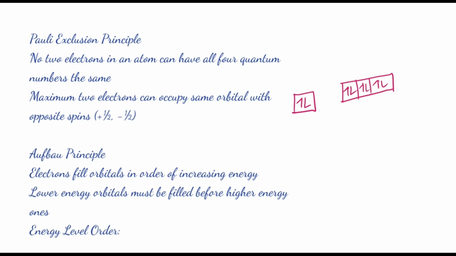So it can accommodate only 2 electrons in an orbital, but those 2 should have opposite spin. That is also important. You can't write it like this.